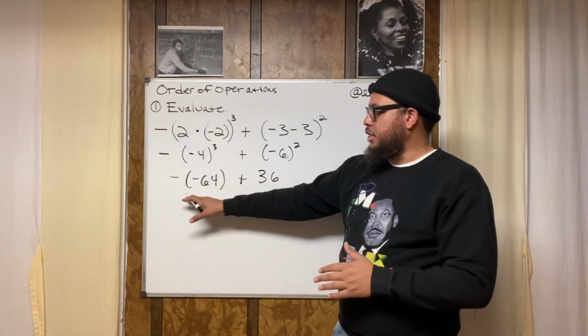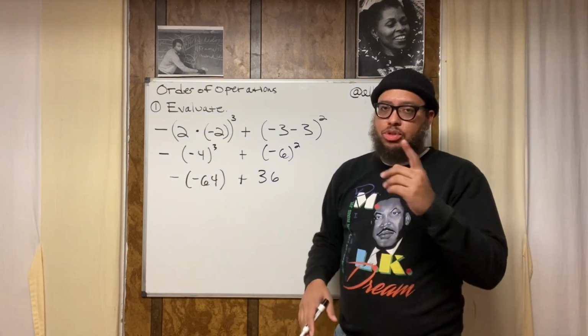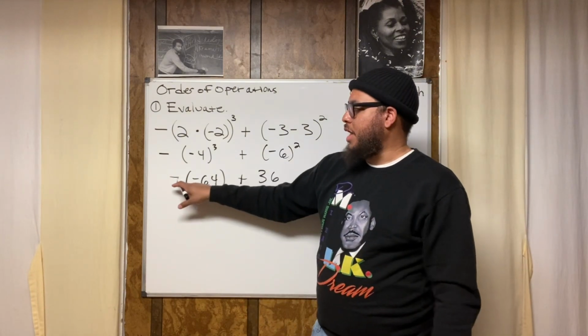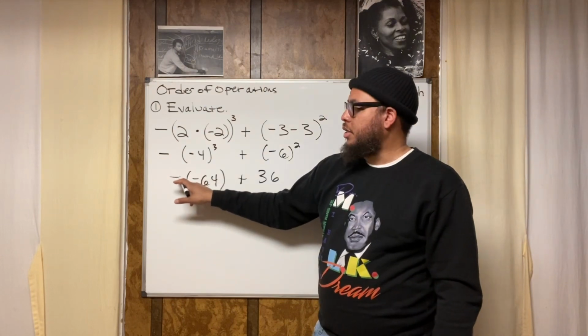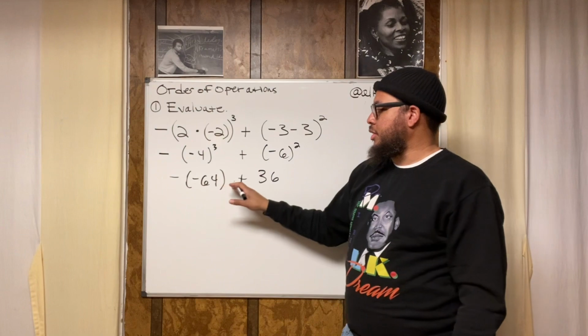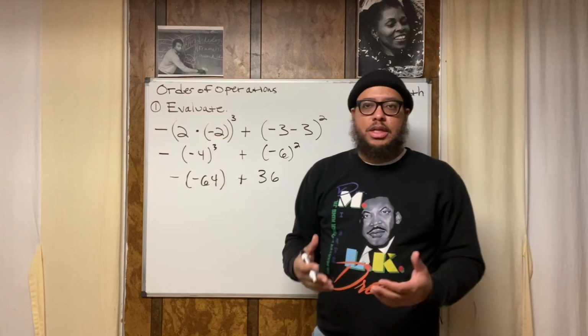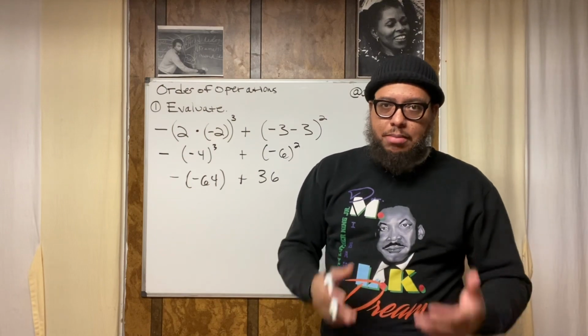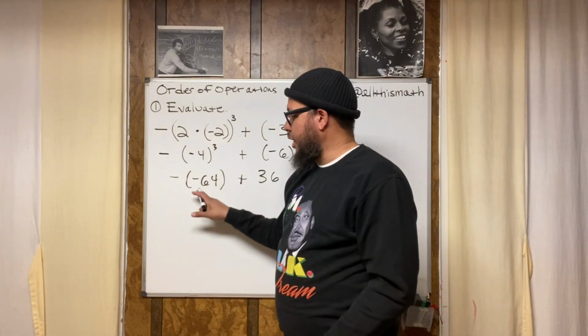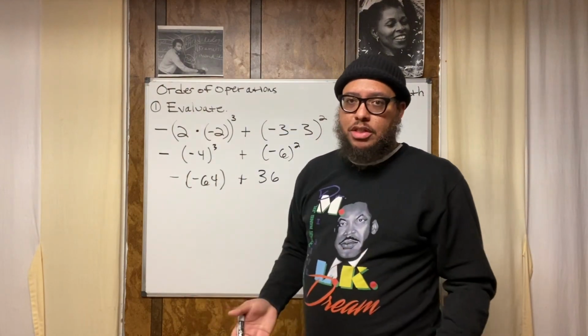So in this situation, when you get to this step, you got two choices. You can either multiply by this negative one, this invisible one right here, or you could just add 36. Because we understand the order of operations, we know we got to multiply first. So negative one times negative 64 is positive 64.